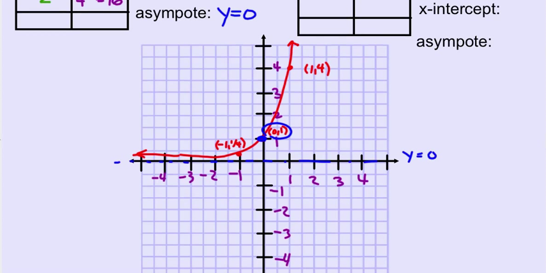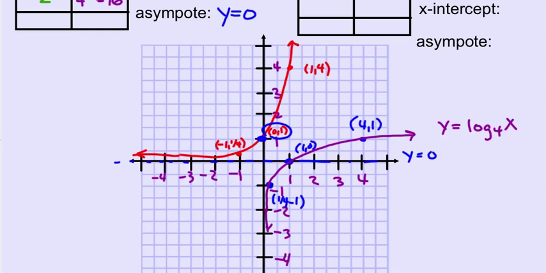So now we are over 1/4, down 1. We're over 1, up 0, and then over 4, up 1. And then I connect the dots here. Here's my logarithmic function of base 4. I have an asymptote now vertically at x equals 0. I have an x-intercept of (1, 0).